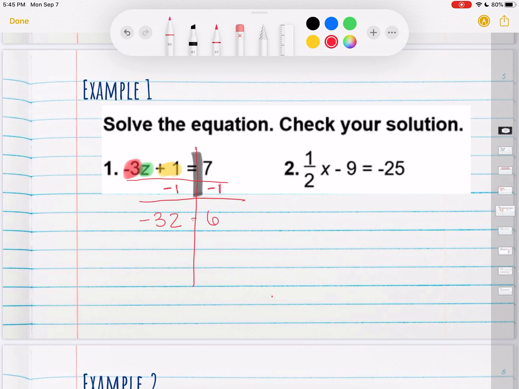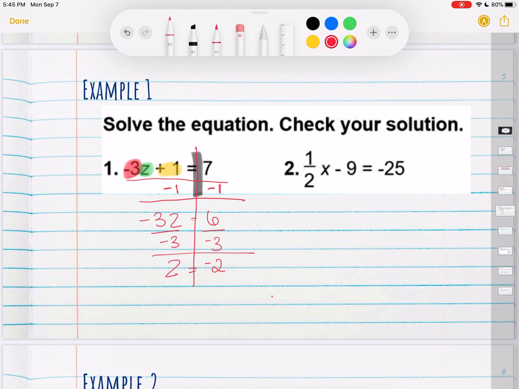Now I just need to get rid of that negative 3. Remember, that's a negative 3 times z. So to get rid of it, I'm going to divide by negative 3 on each side. And then I'm left with z equals, 6 divided by negative 3 is negative 2.